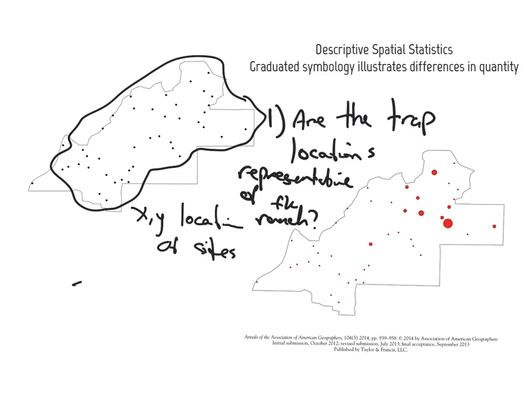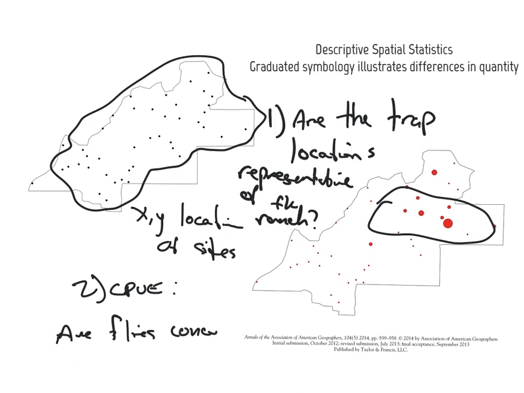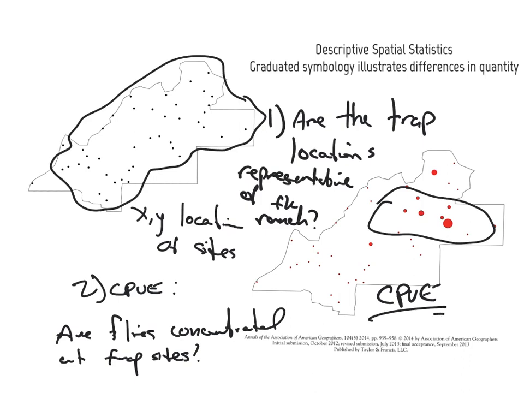Our second set of questions is going to pertain to the catch per unit effort values. Those are these values that we talked about a moment ago. And we want to ask, are flies concentrated at trap sites? So we have a question focused first on the distribution of traps, and a second set of questions using those statistics focused on the CPUE values, or the attributes. As you're watching this video and thinking about your own data, this second example could be focused on any attribute value that describes differences in quantities at different site locations.